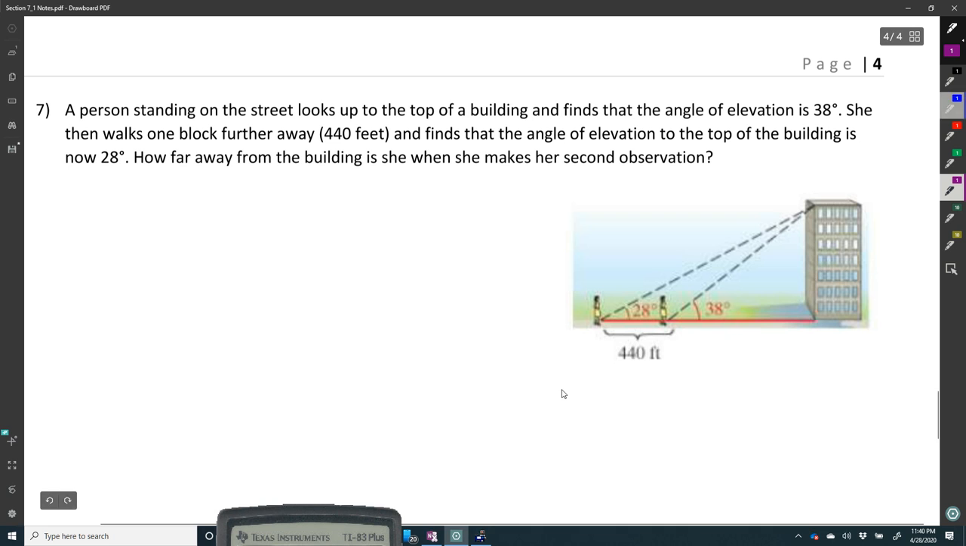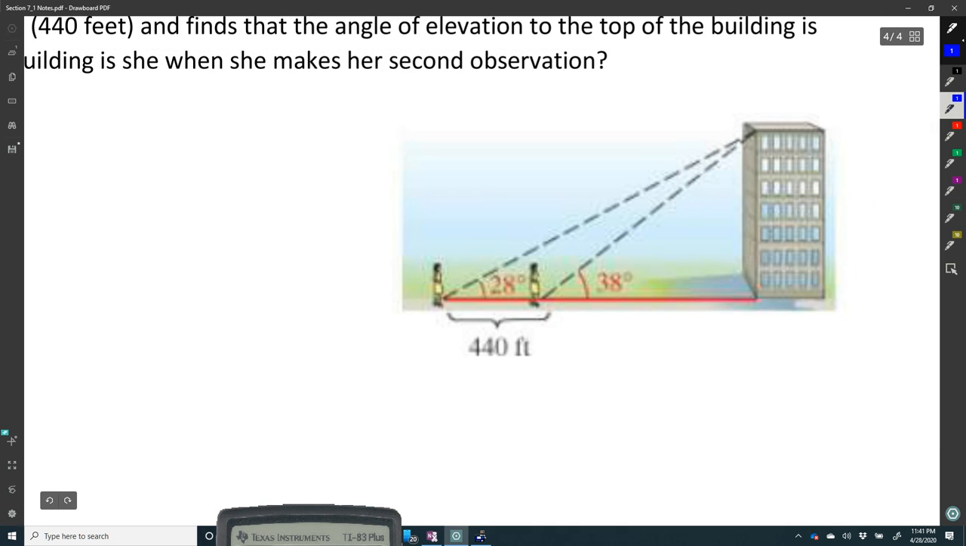So the first thing you need to know about this is that these two triangles share a common side. In this case, I'm going to call it H. The missing side that I'm looking for, I'm going to call X. Okay, and we can see that the length of this would be X plus 440, which I'm going to write in a bit.